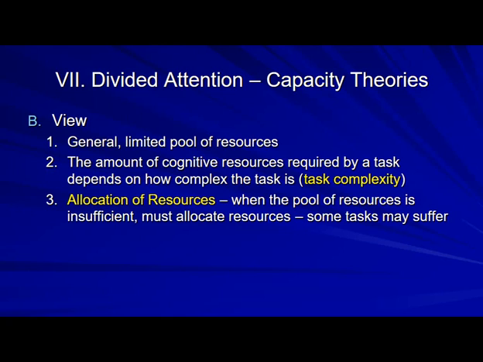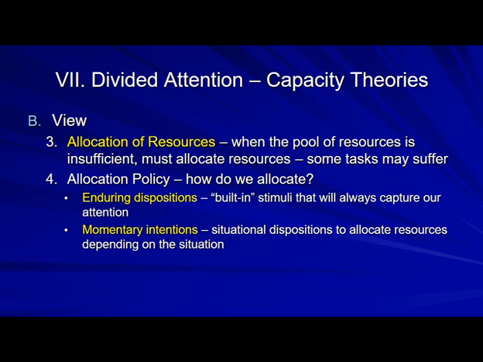When the pool of cognitive resources is insufficient, we have to come up with some way to allocate our attention. We call this an allocation policy. So some tasks may suffer because our resources are elsewhere. When we talk about these allocation policies, we have what are called enduring dispositions and momentary intentions. Most of our day-to-day interactions are situational or momentary intentions. These situational dispositions allocate our resources depending on the situation. We also have enduring dispositions, and these are things that will always automatically capture our attention.